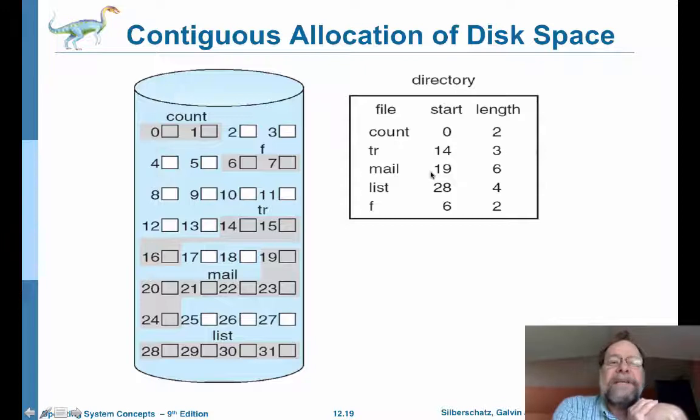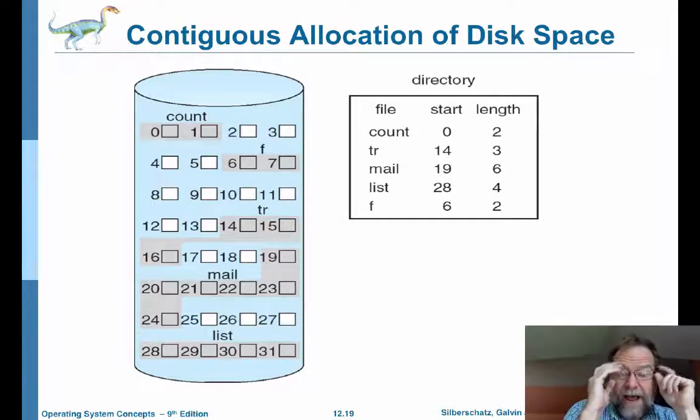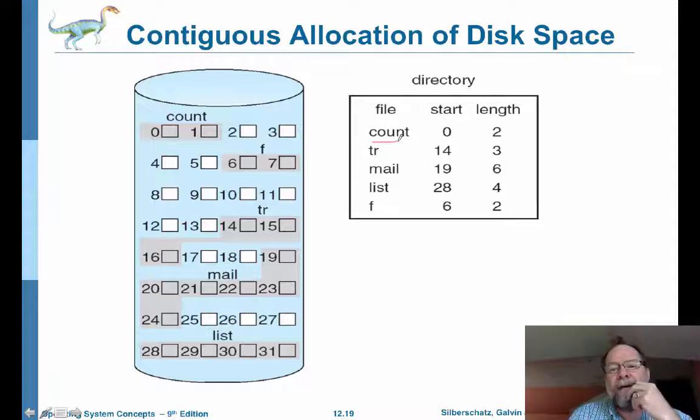So if we're using contiguous allocation of disk space, then the directory for the overall drive might look something like this, where we have the names of the files here, and we use those somehow to access a particular entry in the directory, and then each file will have its starting block number, that is the first actual physical block that contains the content of that file, and then the length, that is how many blocks I need to store the information. And you can see that the directory is mirrored over here in the diagram on the left-hand side.